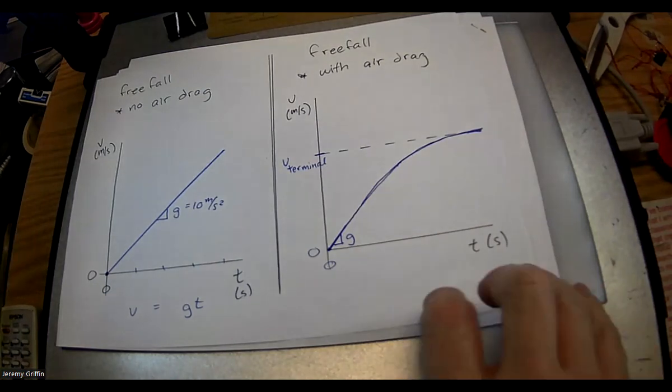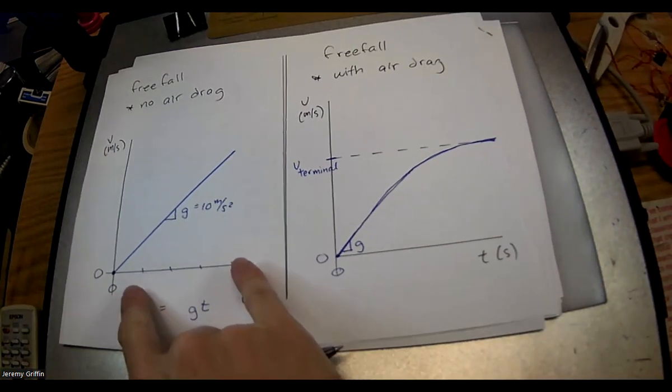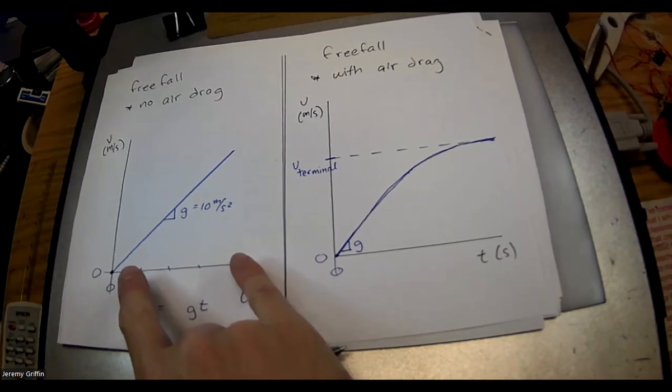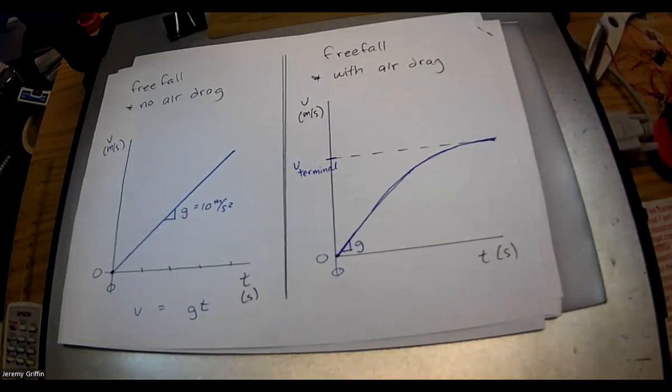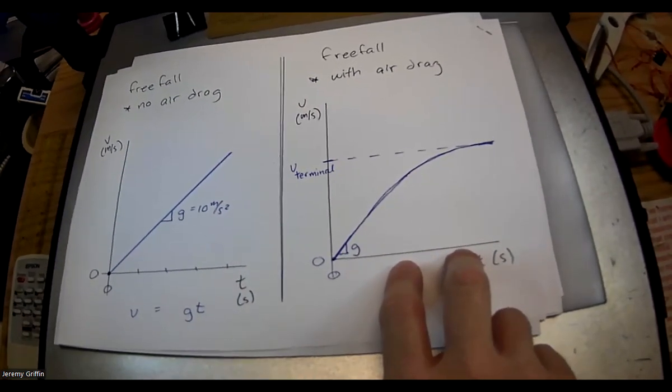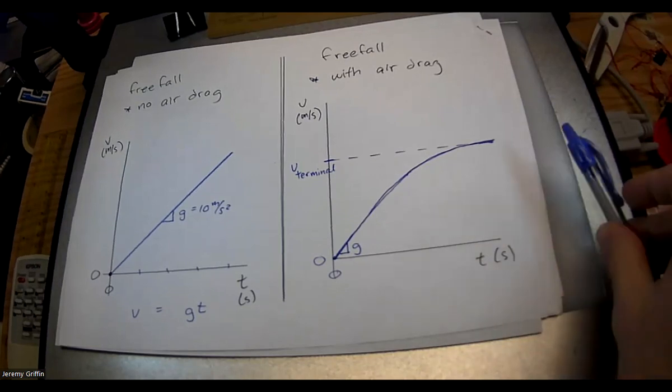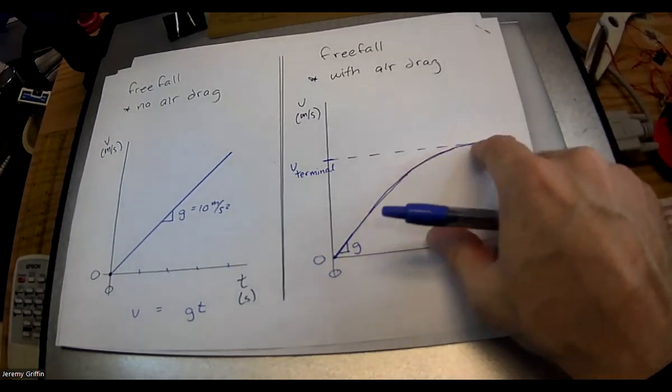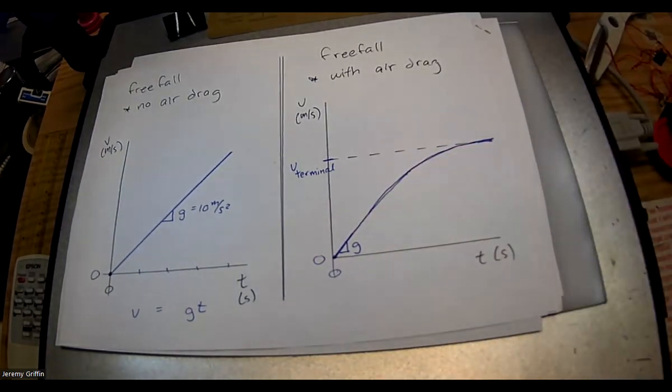Okay, so the graph on the left is what we've been assuming with no air drag, which is probably accurate enough, as long as the air drag is not very significant. But the graph on the right is more accurate for if you have an air drag situation, especially if it's significant, you can reach that terminal velocity. Okay.